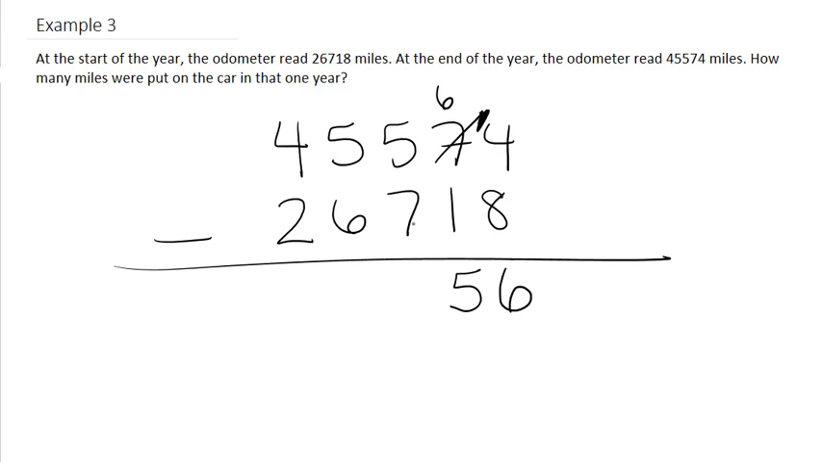Now 5 minus 7 can't be done, so we're going to need to go ahead and borrow from this 5 directly to the left of it. So this becomes a 4, and this becomes a 15. So 15 minus 7 is 8.